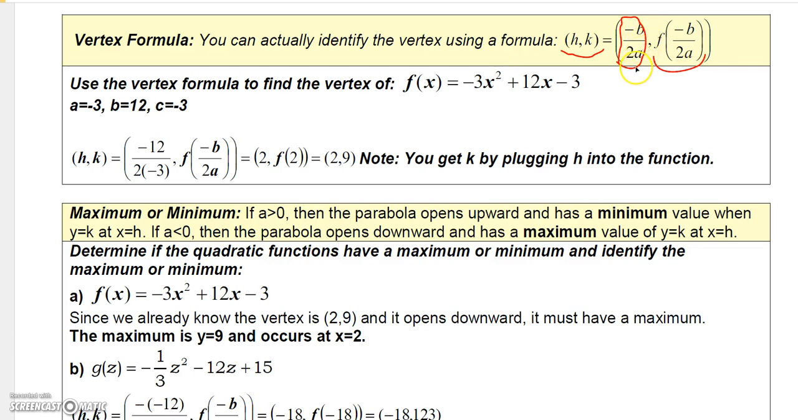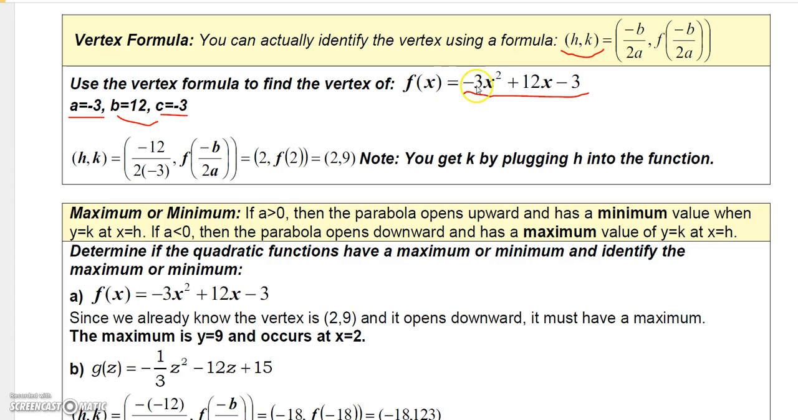So the vertex formula is just that the x value is minus b over 2a, and the y value is the function evaluated at minus b over 2a. So, go back to a problem that we just did, found the vertex by completing the square, and here you can see this function. The a is negative 3, the b is 12, and the c is also negative 3.